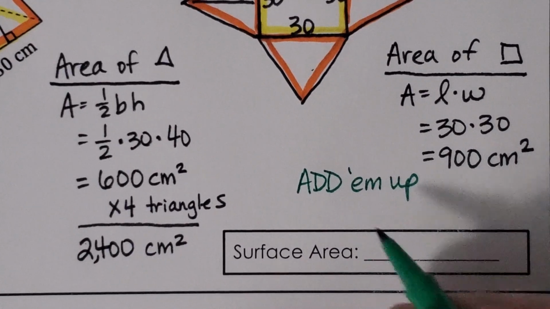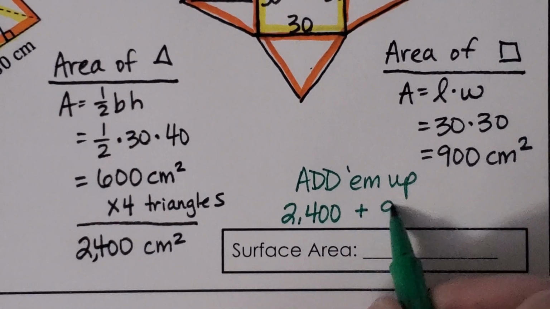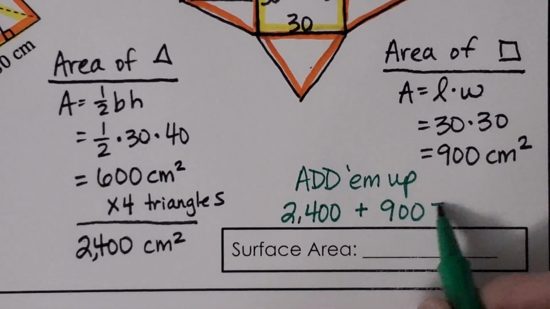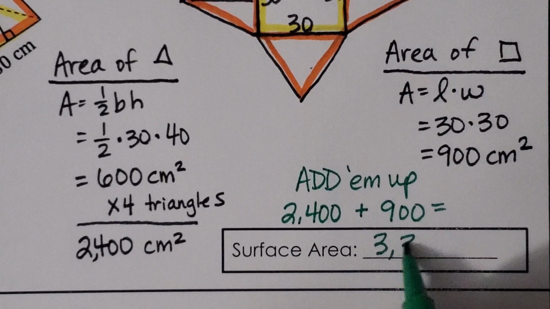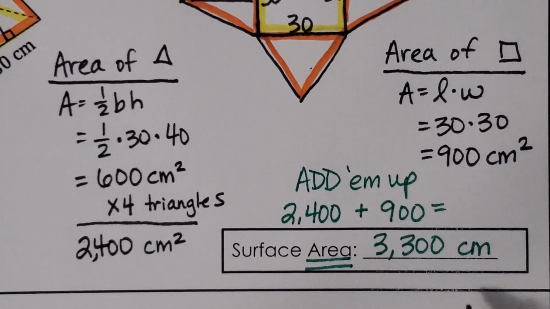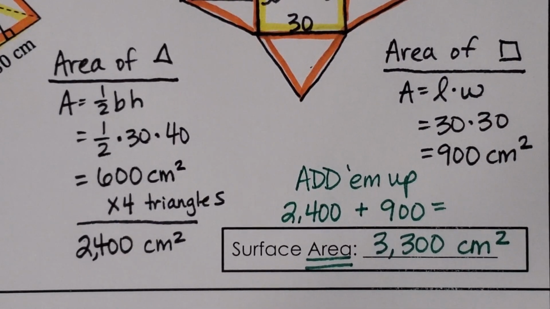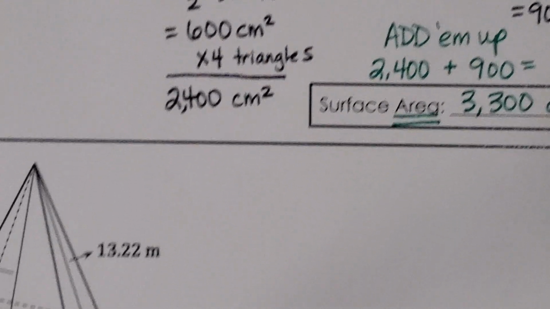So when I add them up, I know that 2,400 plus my 900 is going to equal my total surface area of 3,300 centimeters. And since I'm dealing with area, I have to put the little 2 as my exponent. All right, we're going to do another example.